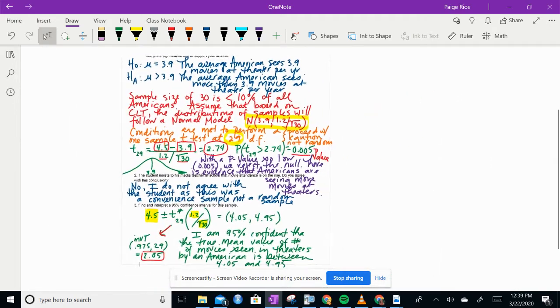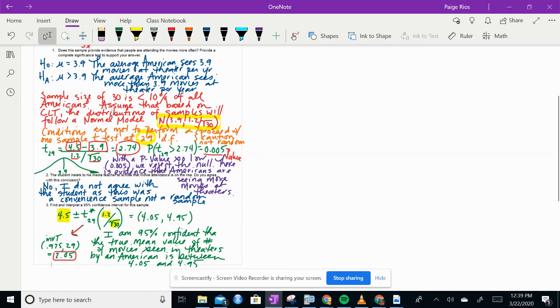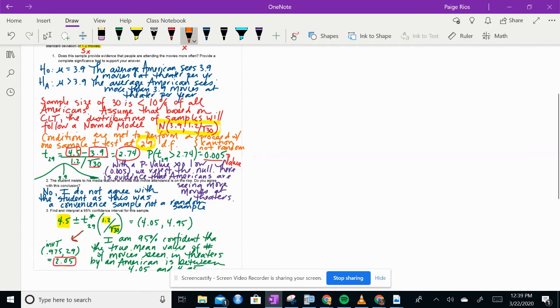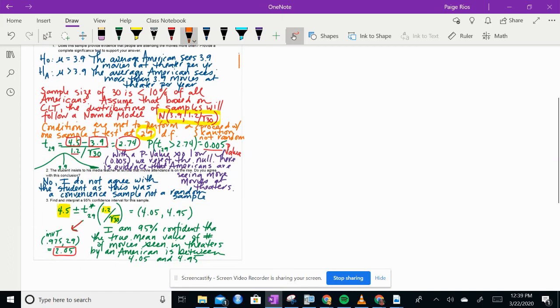Essentially, we're working on the same process of PANIC. The null hypothesis and the alternative make up the hypotheses. Then we have assumptions and conditions. That's right here. We name the test. Then we do the test mechanics and obtain a p-value, and then we make a conclusion. With the confidence interval, we don't need to go through the whole PANIC process because we've already done the assumptions and conditions up above.